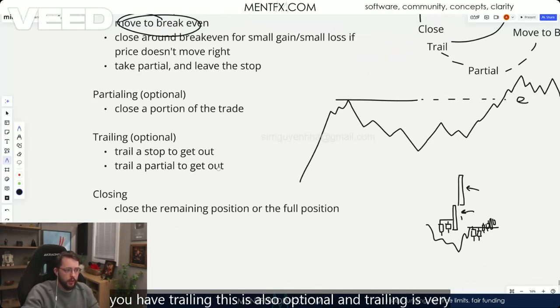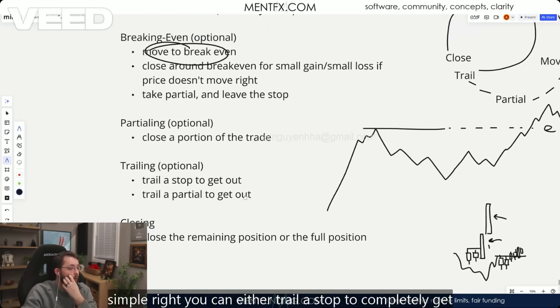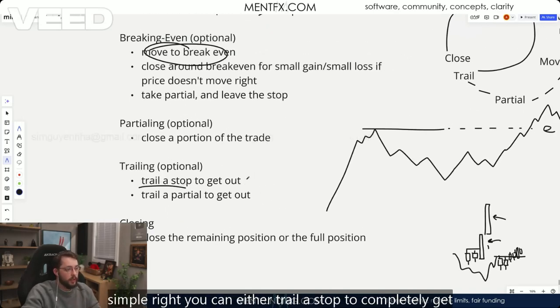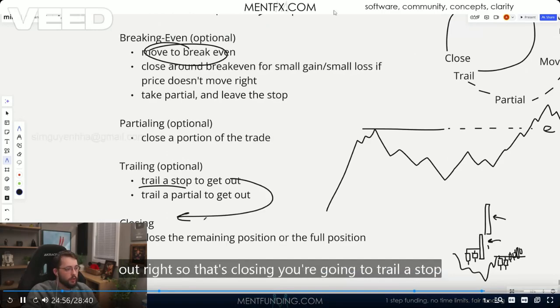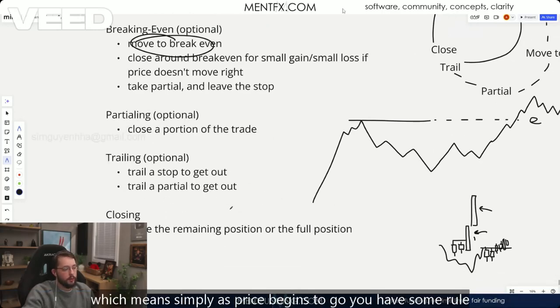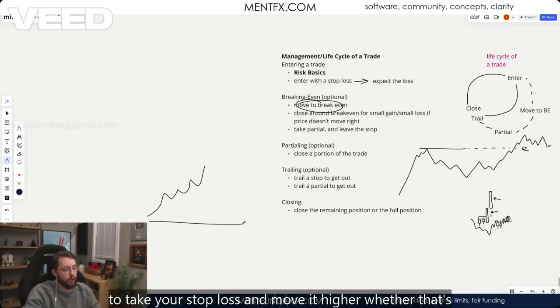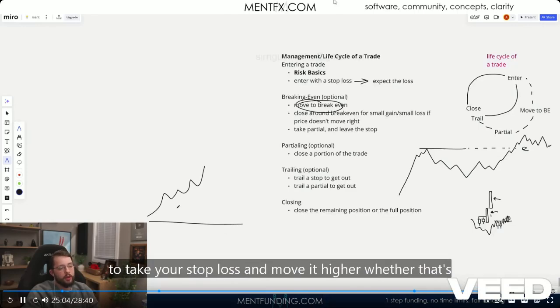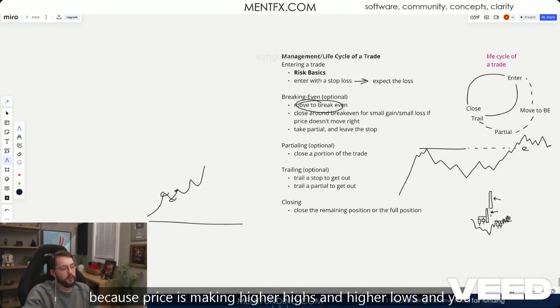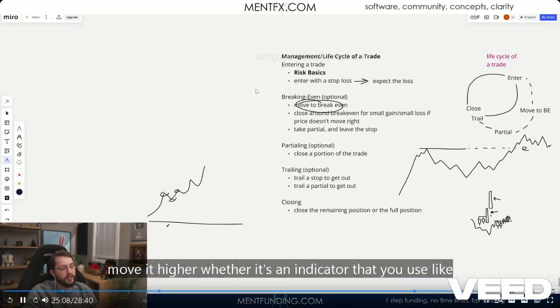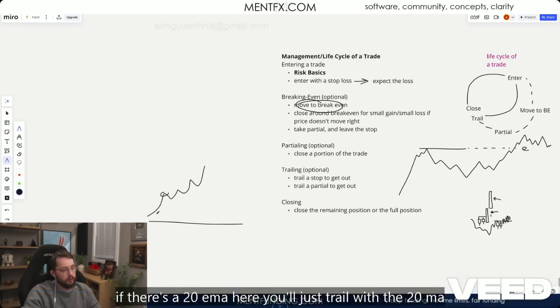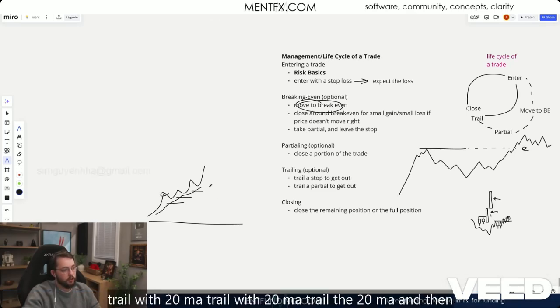This is also optional. And trailing is very simple, right? You can either trail a stop to completely get out, right? So that's closing. You're going to trail a stop, which means simply as price begins to go, you have some rule to take your stop loss and move it higher. Whether that's because price is making higher highs and higher lows and you move it higher, whether it's an indicator that you use, like if there's a 20 EMA here, you'll just trail with the 20 EMA, and then get stopped.